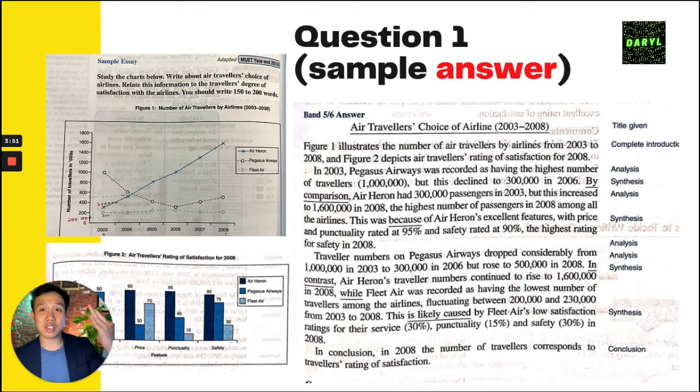So you can use this kind of sample as your backbone, and you can try to practice on your own while waiting for your exam to come very soon.